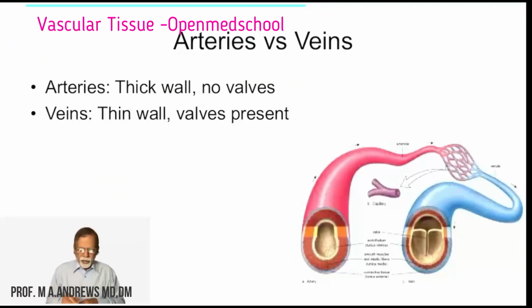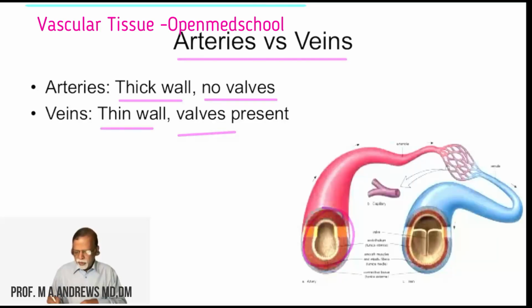Then a few words about the difference between arteries and veins. Arteries, as mentioned, are thick walled, with no valves. Veins are thin walled, and valves are present. So here you can see arteries are thick walled, and veins are thin walled.